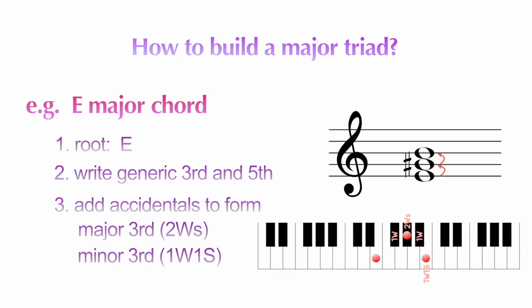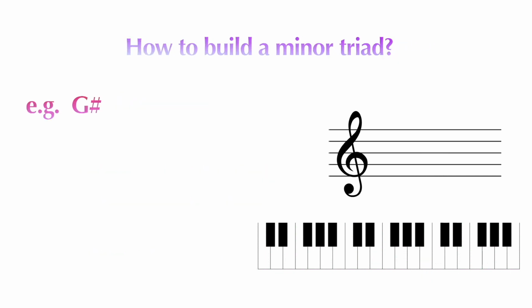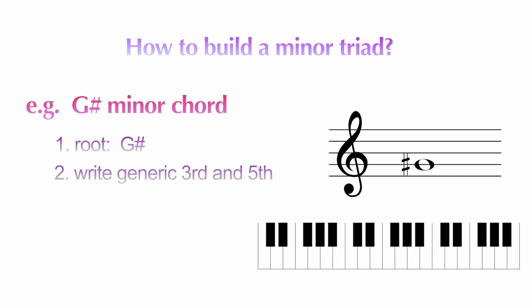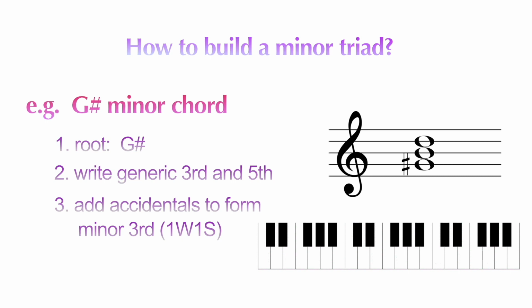How about a minor chord? Can we build G sharp minor chord as an example? Just like what we did for E major chord, we draw a G sharp and then draw the generic 3rd and 5th. And then we form a minor 3rd from G sharp, 1 whole tone plus 1 semitone, and this is B. A major 3rd from B, 1 whole tone, 2 whole tones, and get D sharp. Then we add an accidental before D.